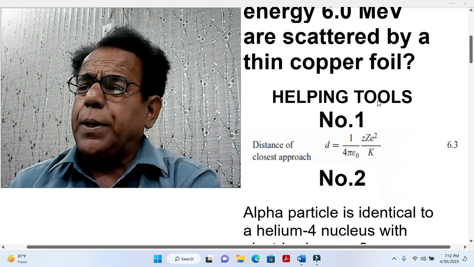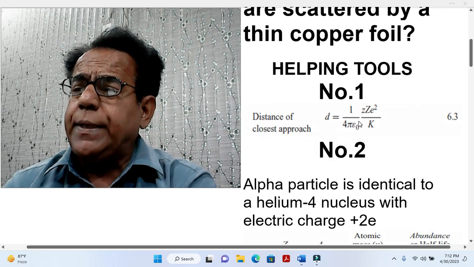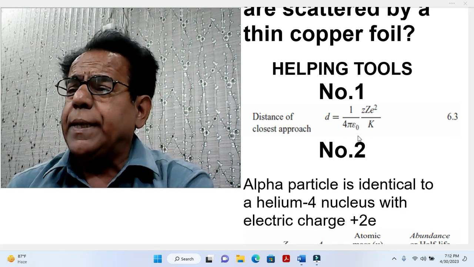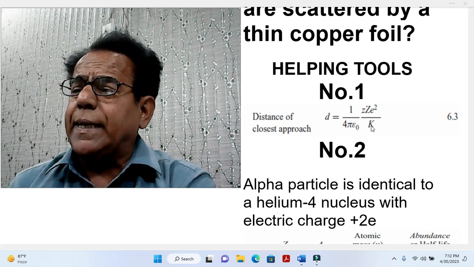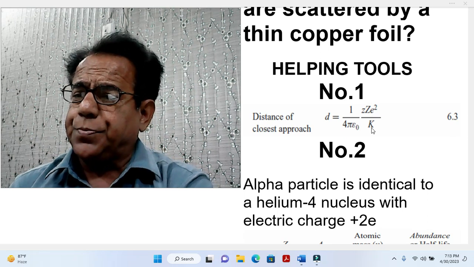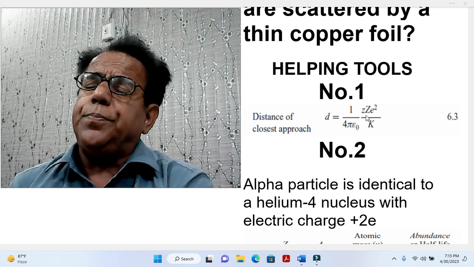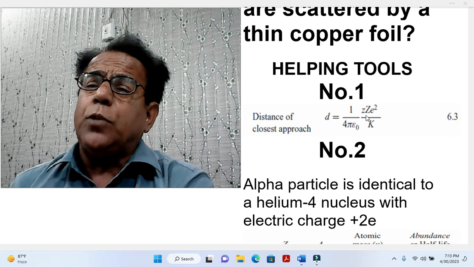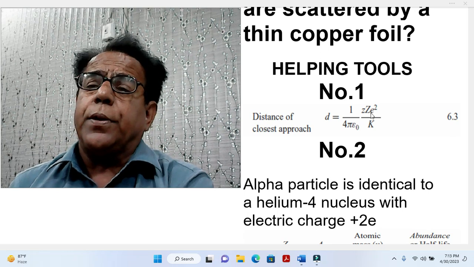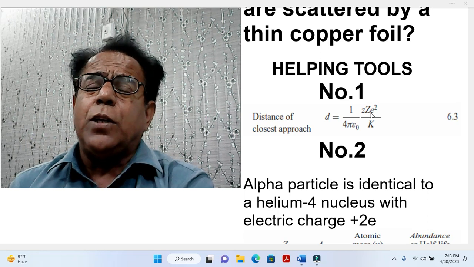Helping tool number 1: distance of closest approach d is equal to 1 over 4 pi epsilon naught, Z square over K, where K is kinetic energy. One Z is for the alpha particle, which is similar to a helium 4 nucleus, and the other Z is for the copper foil. In the previous case the other Z was for the gold nucleus.